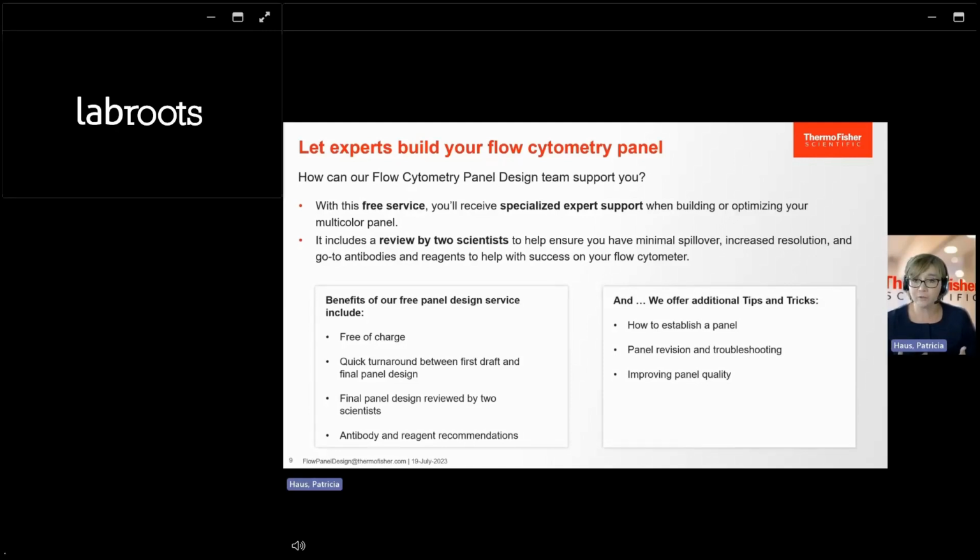In case we can't hold the 72 hours, let's say you have a very complicated multicolor panel, we would keep you informed. We would tell you when you can expect our first draft to be sent out. After you confirm the panel, you will receive a product list from us. What we would do as well is involve our sales colleagues, and they will contact you with a quote then.